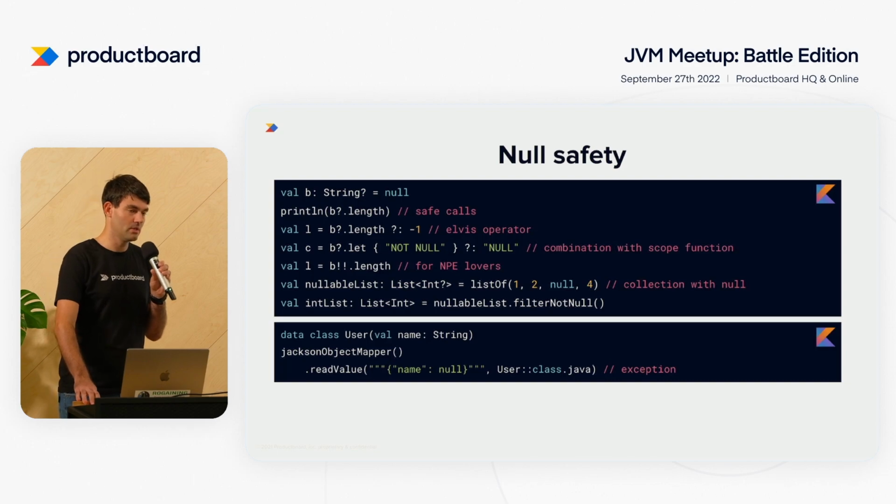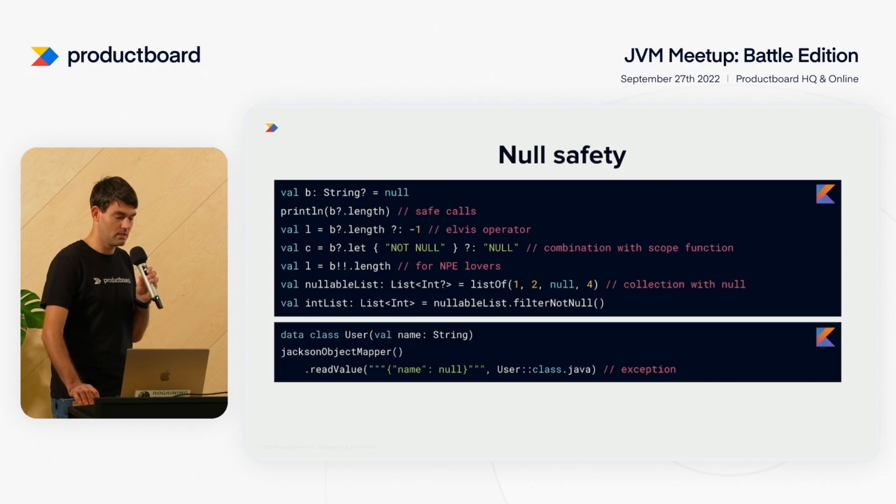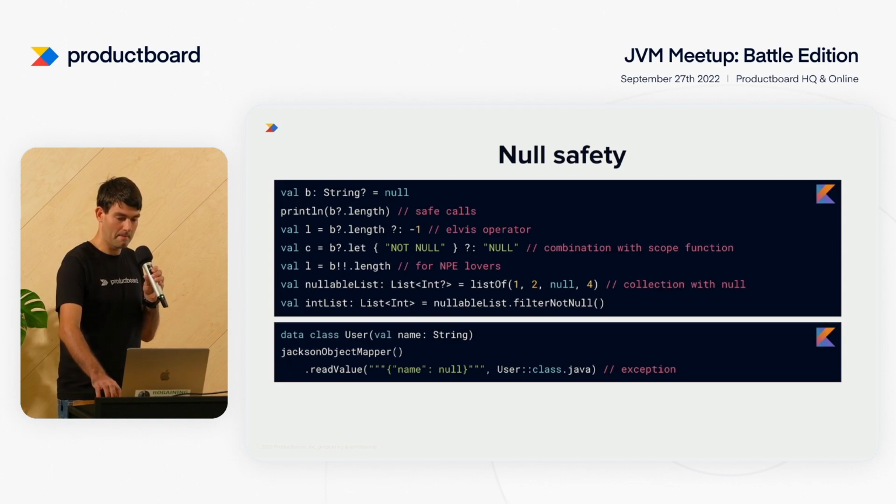But there is support for Kotlin also in some Java libraries. So for example, in Jackson, when you are deserializing some value which is not nullable, it will throw an exception in case the value in JSON is null.